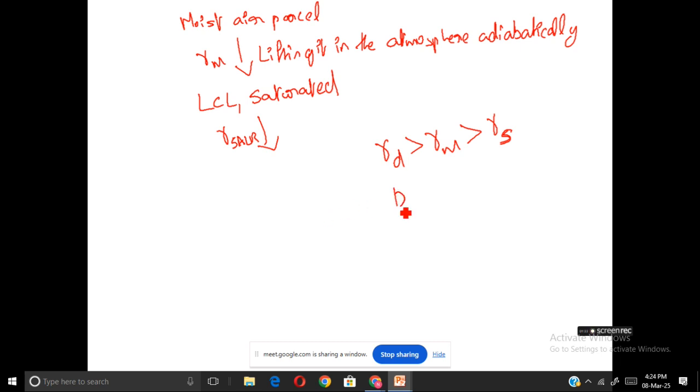So the order is, dry adiabatic lapse rate is having the highest value. Once it has some moisture, the speed at which it cools further reduces. Once it is saturated, the rate at which the temperature drops further reduces. So this is how it varies. Dry adiabatic lapse rate is greater than moist adiabatic lapse rate, which is greater than saturated adiabatic lapse rate. I hope it is clear. We learned all three, and when each is used, I think it is clear.